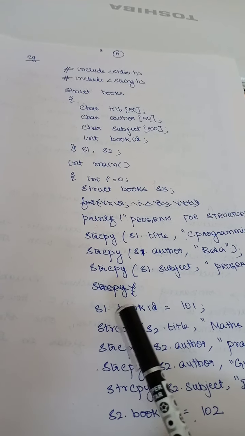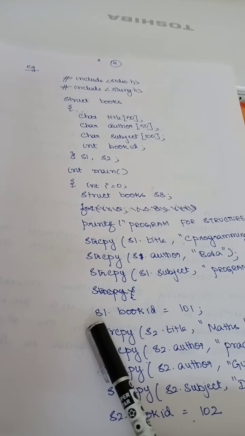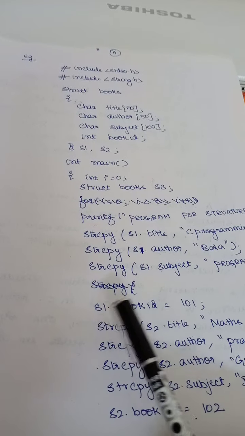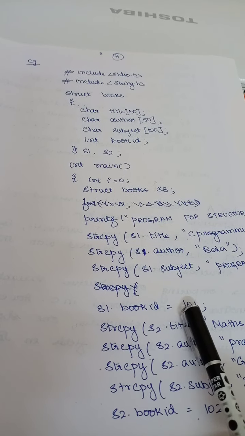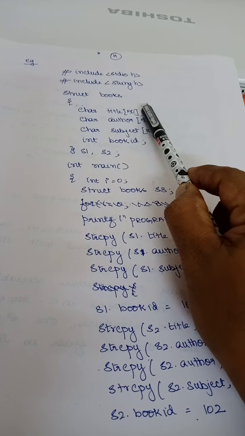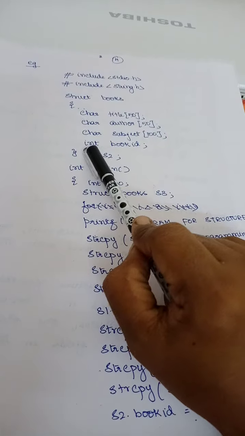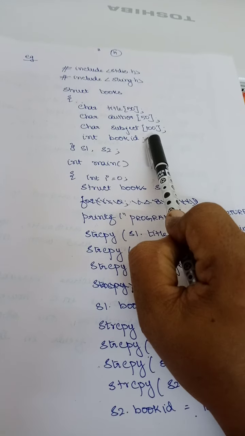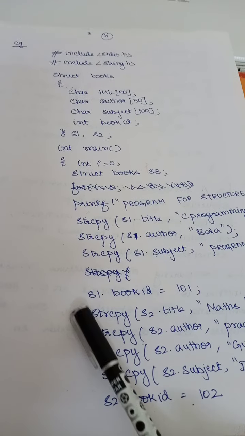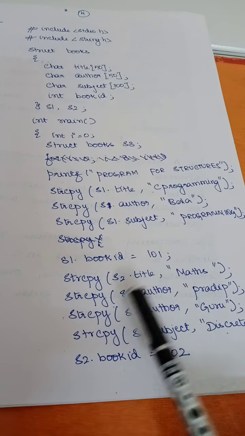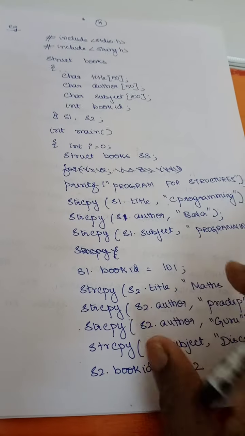Already I told you how to access the member. How to access the member? Structure variable, dot operator, and then the member name, equal to the value, right? Now here I cannot directly assign the value. That is a compilation error. Here I cannot write int book ID equal to 100. That is wrong. Is that clear? So I have to write like this. And then similarly for S2 also I have given some values here. So S2 dot book ID equal to 102.